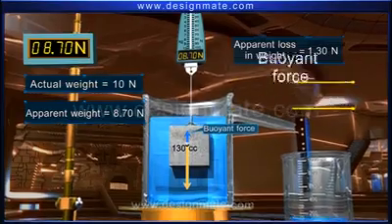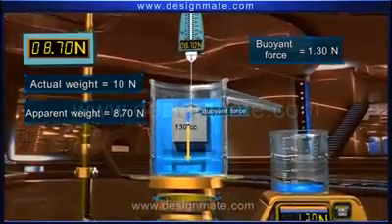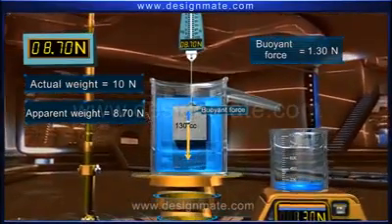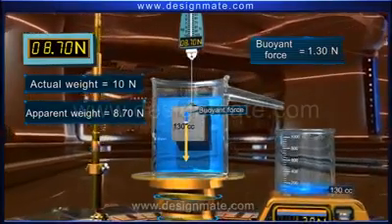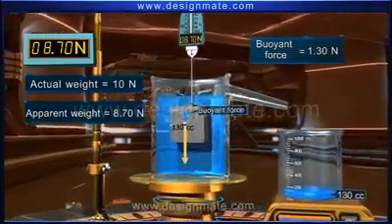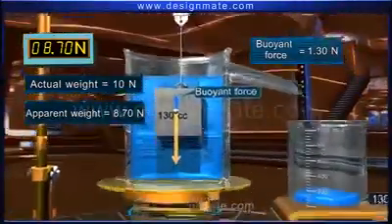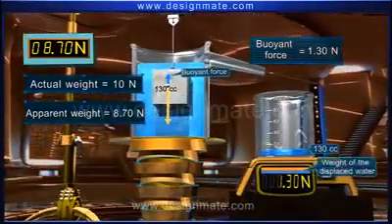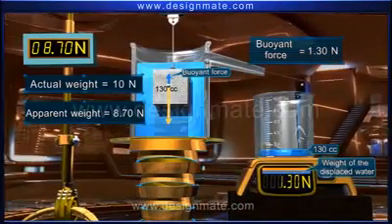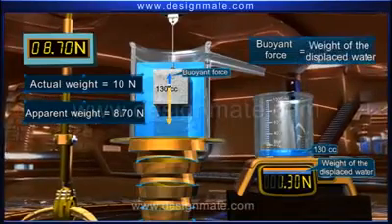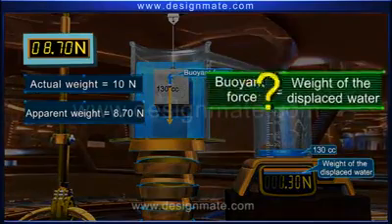The buoyant force is therefore 1.30 Newton. Now, measure the volume of water collected in the measuring cylinder. It is 130 cubic centimeters, which is equal to the volume of the immersed part of the object. Note the weight of this displaced water. Interestingly, it is also 1.30 Newton, which is equal to the buoyant force. But are these two quantities always equal?